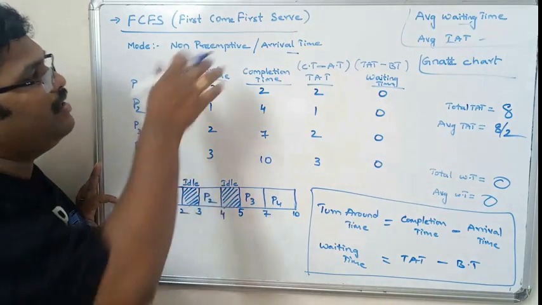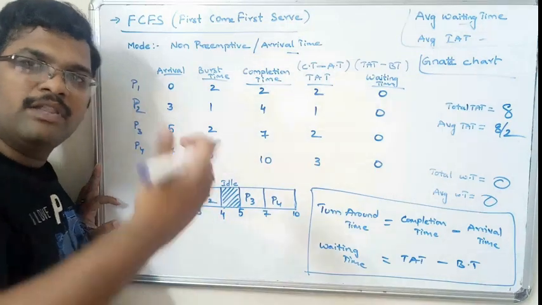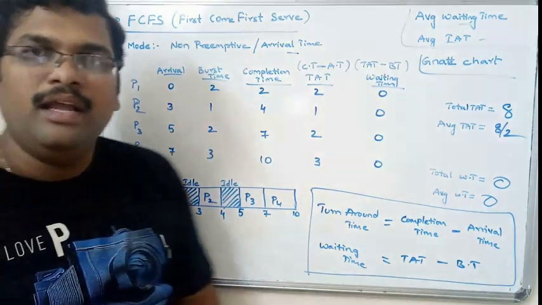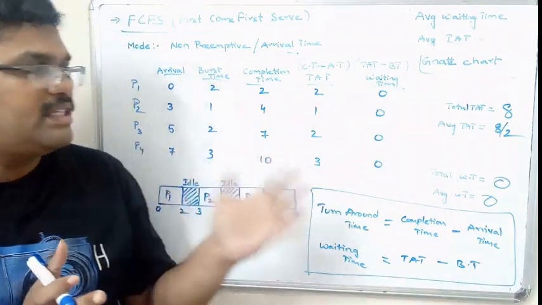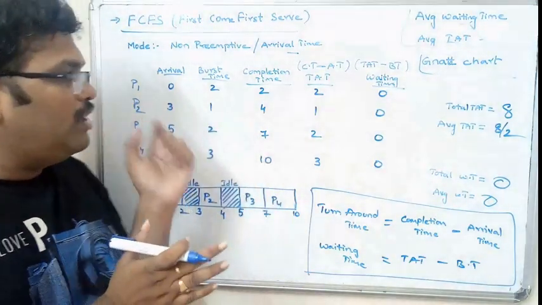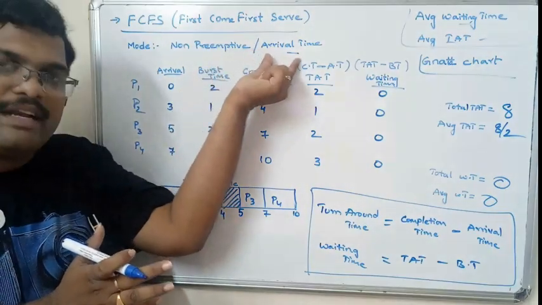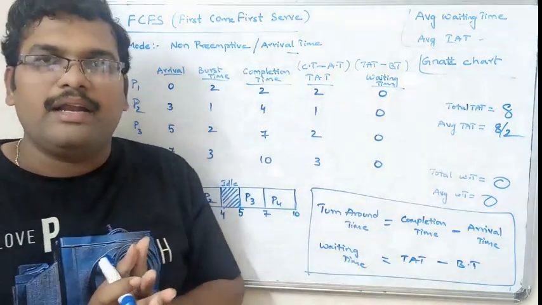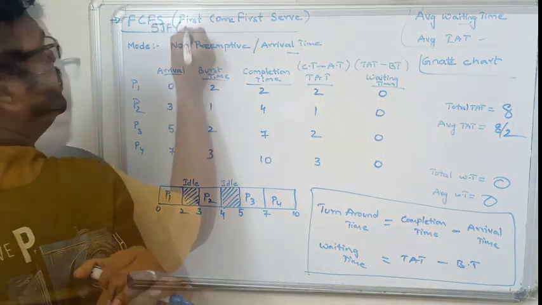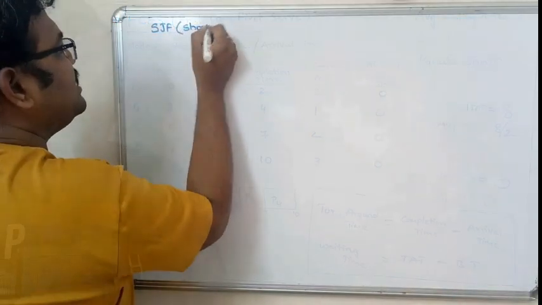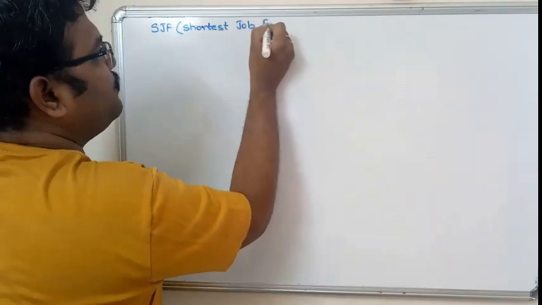Once again I am saying this is a non-preemptive mode, so no interruption will be there. Even though there is a process with highest priority, it should wait till the process completes execution by the CPU. Right? So the scheduler will schedule the processes based upon the arrival time, and the process will get allocated to the CPU. Hope you understood this simple scheduling algorithm. Shortest job first.